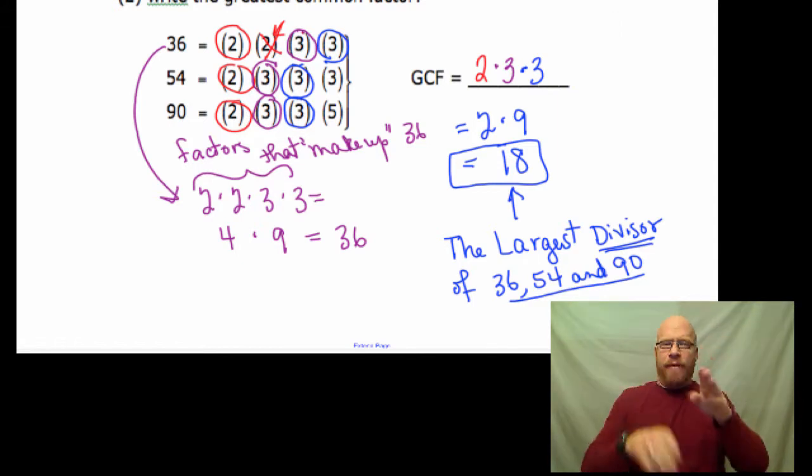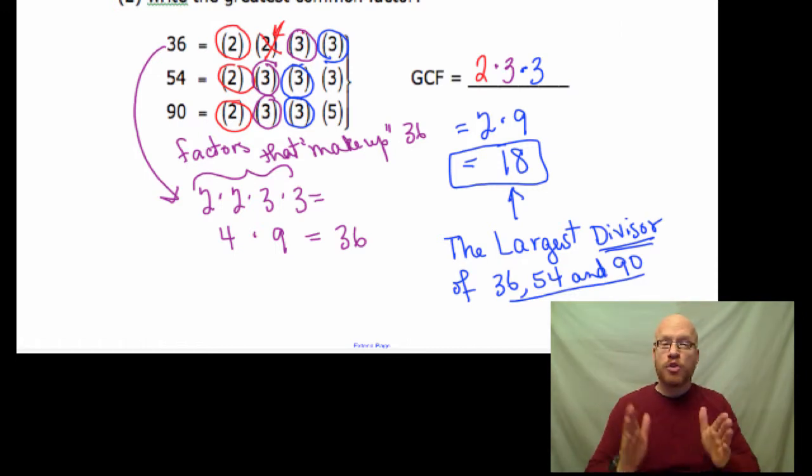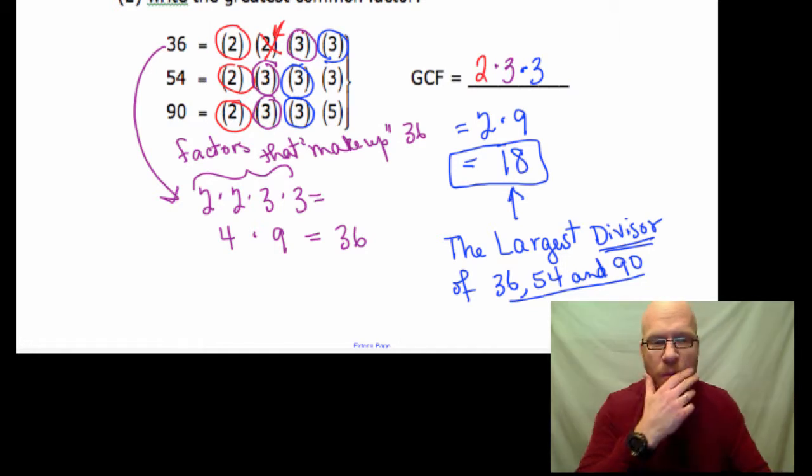Now, 18 can divide all of these numbers evenly, and there does not exist a larger divisor. There are smaller divisors. You can divide them all by 2. You can divide them all by 3. You can divide them all by 6 or 9. Those will work. But 18 is the largest. Now here's our next example.